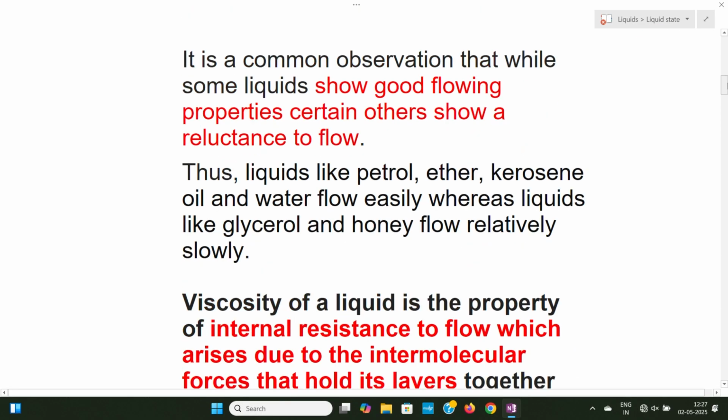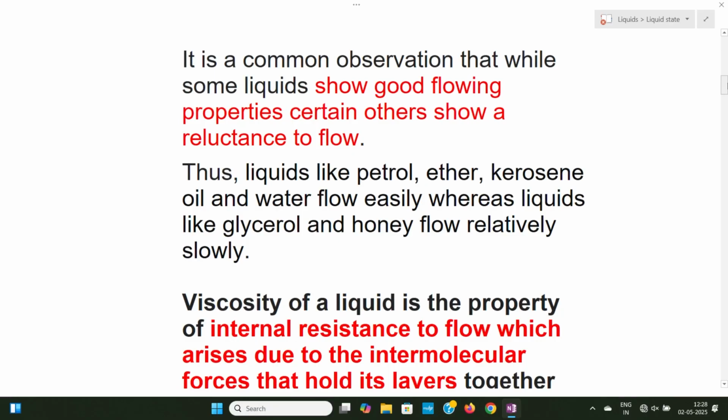We have a common observation in our lab. We have seen that water, kerosene, oil, ether or petrol flow very easily. But honey or glycerol find difficulty to flow. That means honey and glycerol are more viscous compared to petrol, water and kerosene oil.